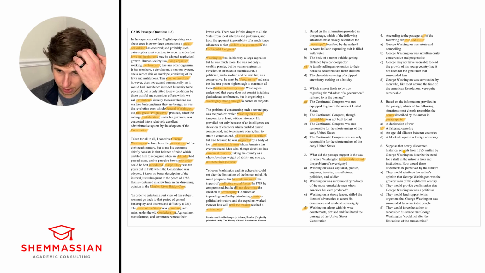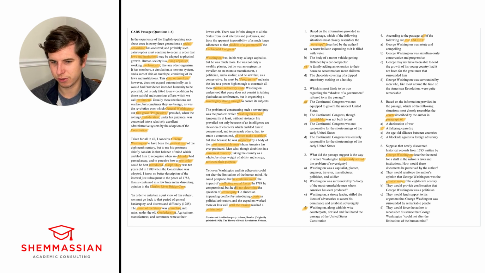And then 6 here. Suppose that newly discovered historical records from 1785 written by George Washington described the need for a shift in the nation's laws and institutions. How would these documents be perceived by the author? I mean, he would love it, right? That's the whole point. He loved George Washington and what he did. That's kind of the point. So let's find something that lines up with that. A, they would reinforce the author's opinion that George Washington is the greatest man of the 18th century.